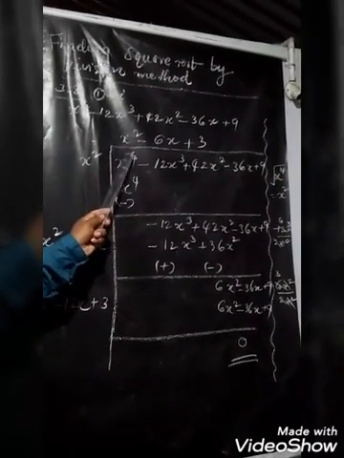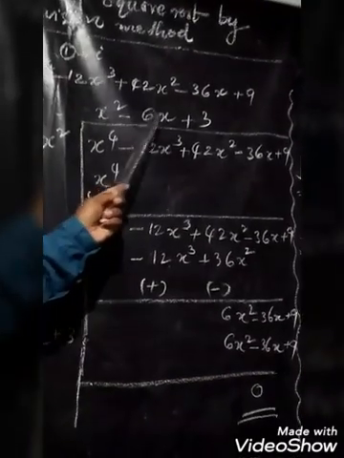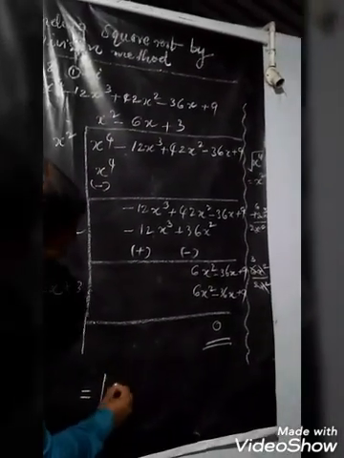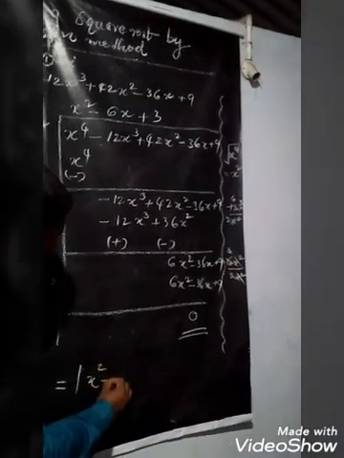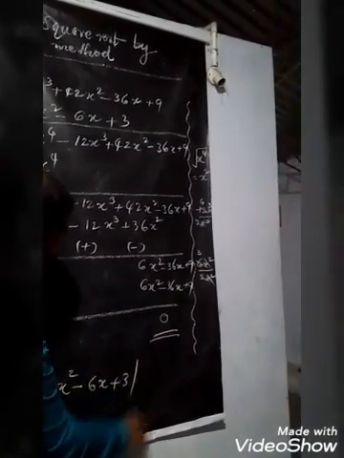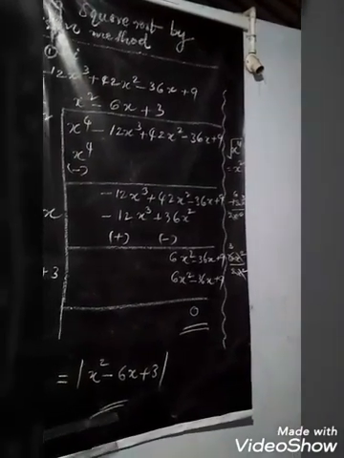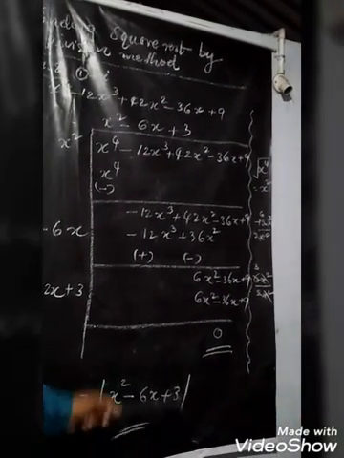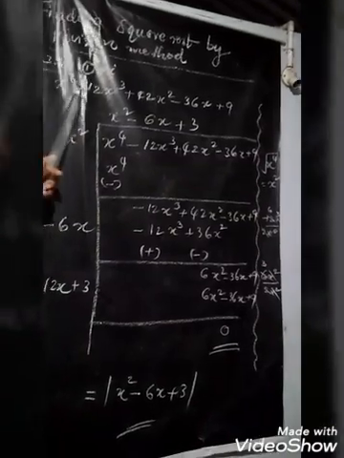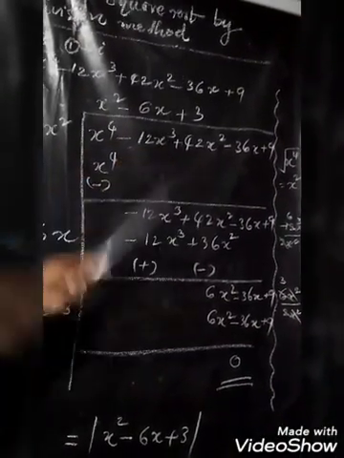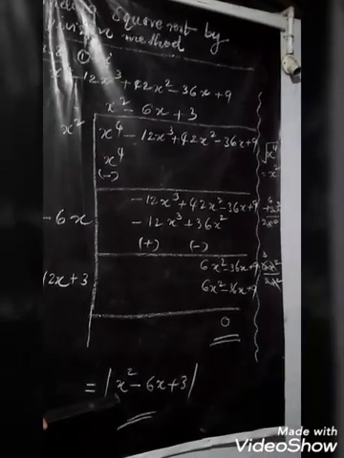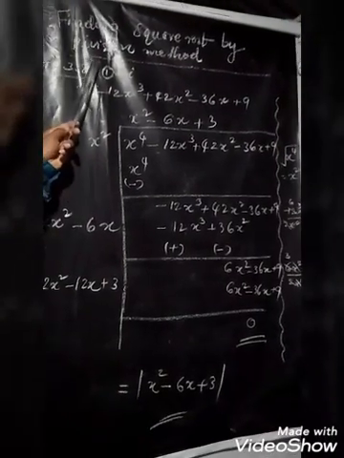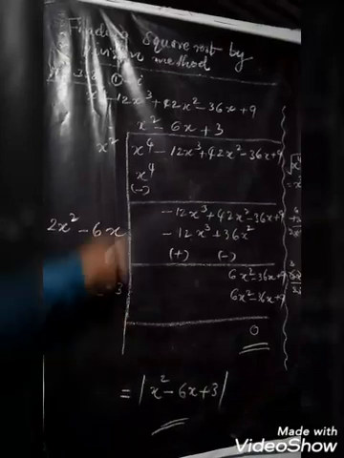So we got the answer, x square minus 6x plus 3. This is the square root value of the given polynomial, x square minus 6x plus 3. That you should write in the modulus symbol, absolute value. Okay, modulus symbol. So x square minus 6x plus 3 is the square root. The square root of this polynomial of degree 4 is the quadratic polynomial x square minus 6x plus 3. So this is the method of finding the square root of a polynomial by the long division method.